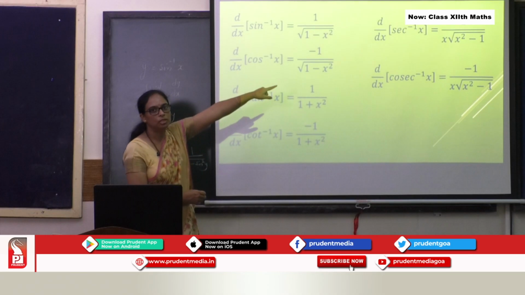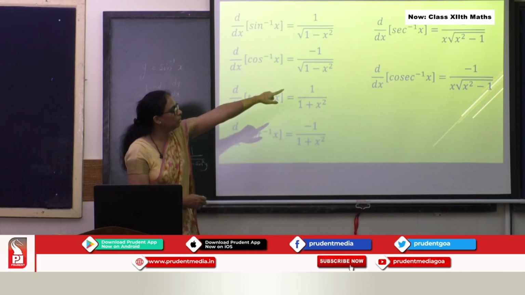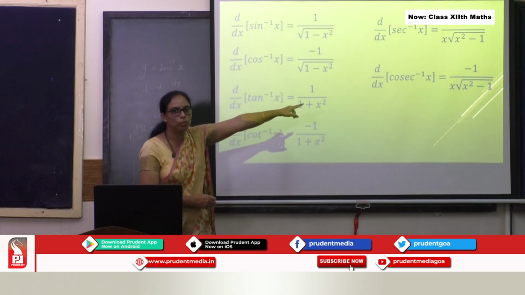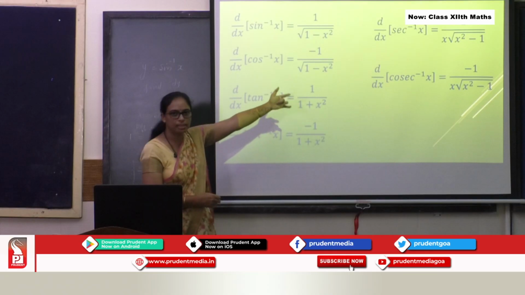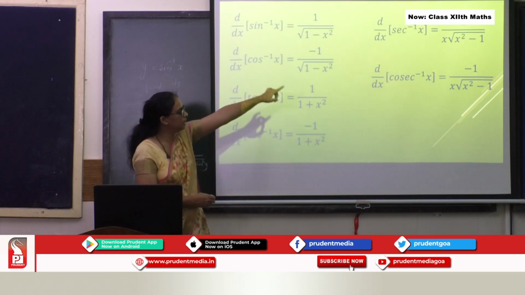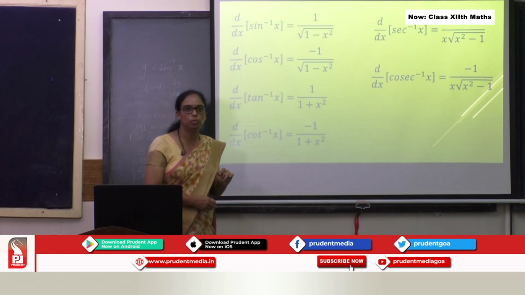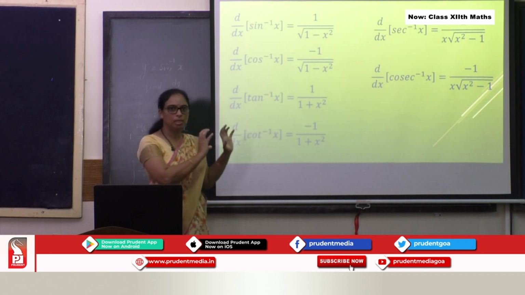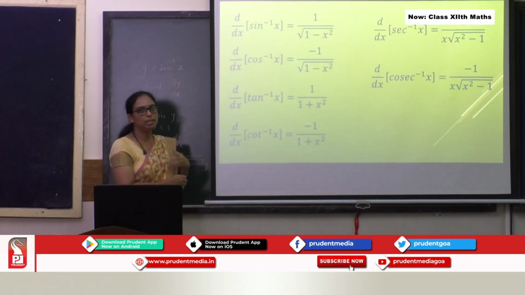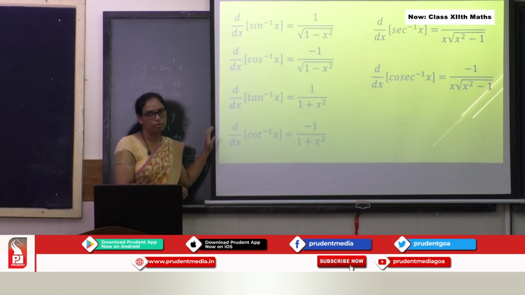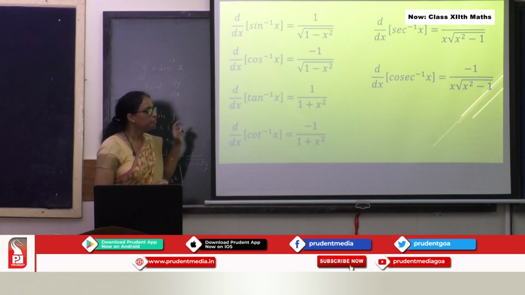What will be sec inverse of x? It is 1 upon x root x square minus 1, and that of cosec inverse x, if you just compare with the previous, just has that negative sign there. So it is minus 1 upon x root x square minus 1. So this would therefore be the additional list of formulae we have to have at our credit.